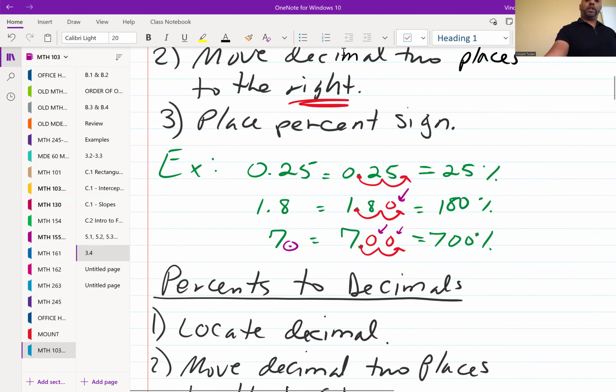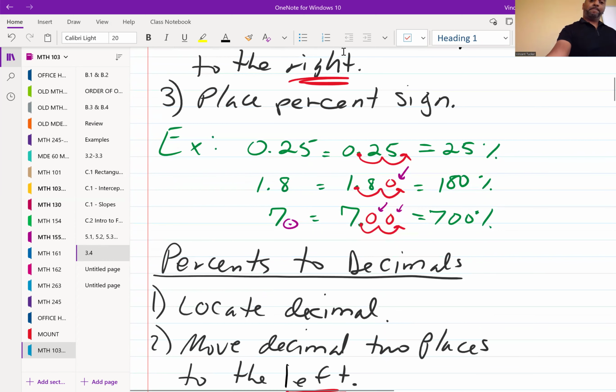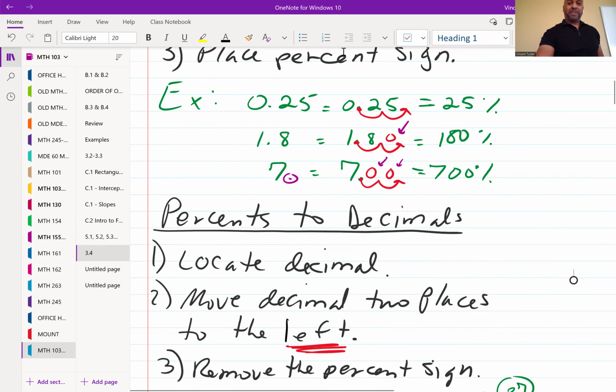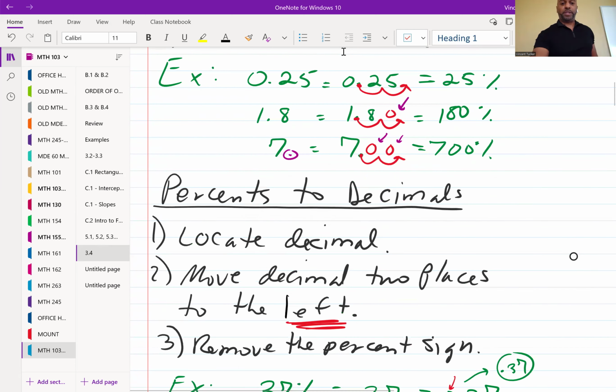All right, so here we're looking at going the other way. Oh, no, I was talking to the class. You good. So we went from decimals to percents. Now we're going percent to decimal. So we locate the decimal, then we move the decimal two places to the left this time, and we remove our percent sign.